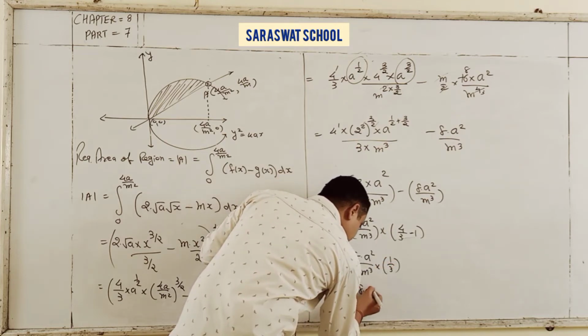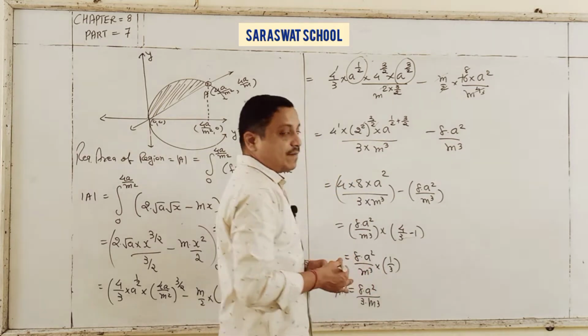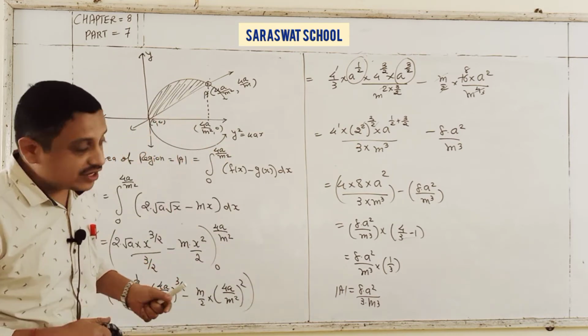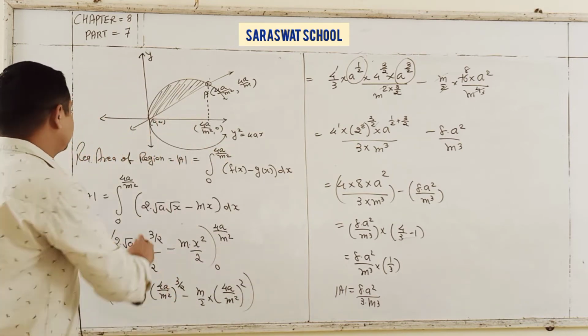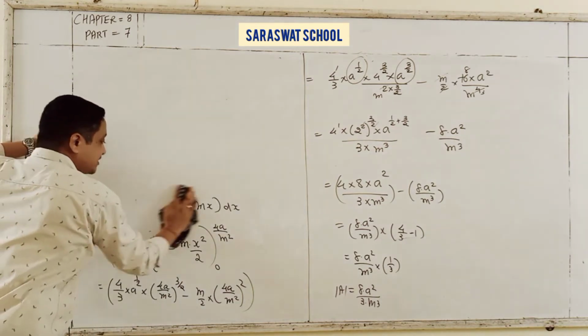So 8 a square by 3 m cube, that's my required area bounded between the lines and the curve, 4 a square by 3 m cube. It is a correct solution. I hope students you understood properly. Now I am moving towards the next question.